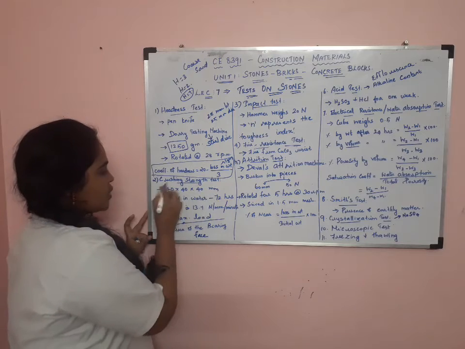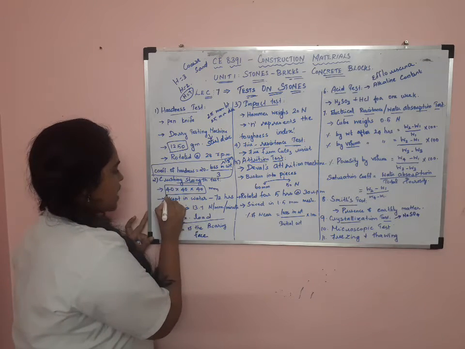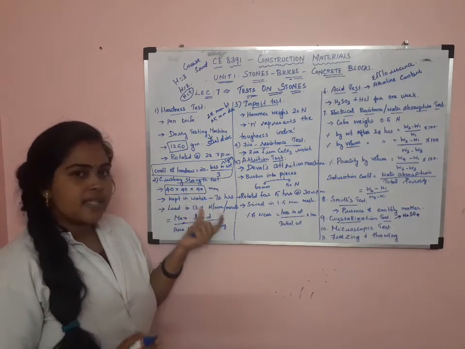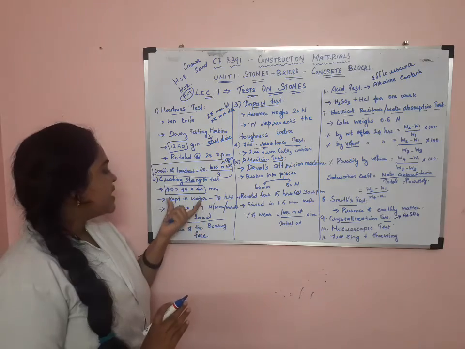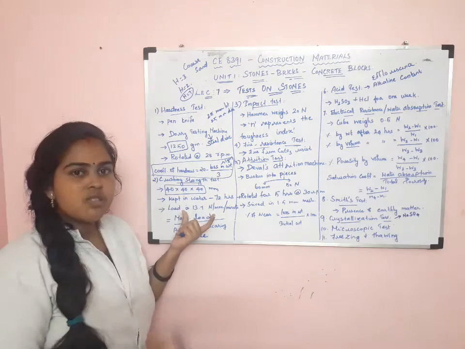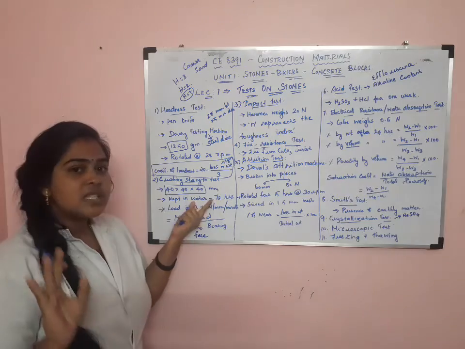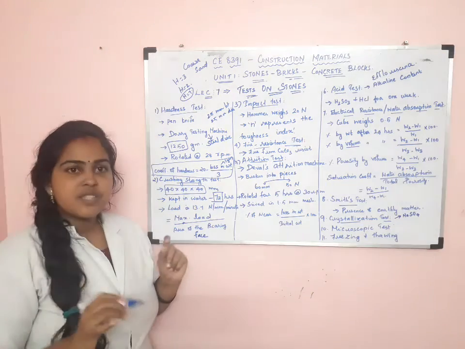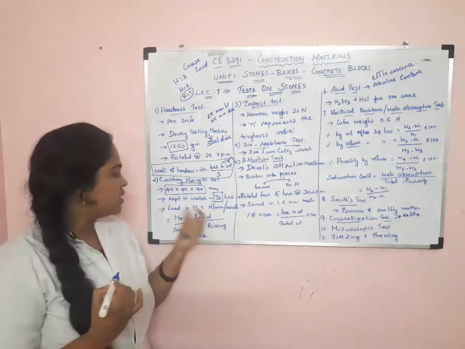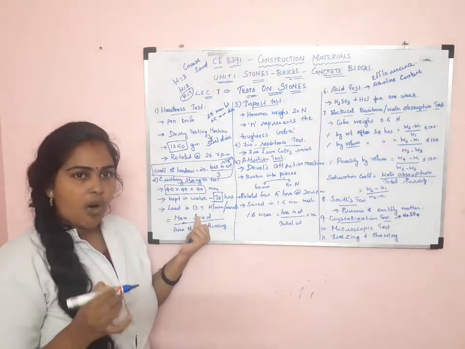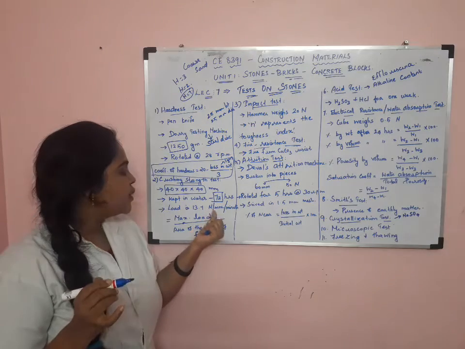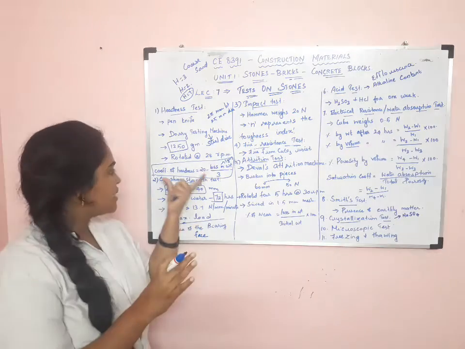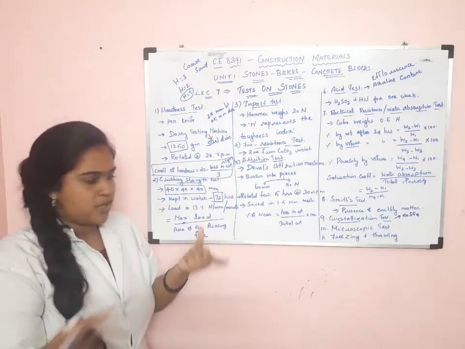From the stone, this 40 x 40 x 40 mm cube is taken and it is kept in water, or immersed, or soaked in water for 72 hours. After taking it out from the water, load is applied at a rate of 13.7 Newton per mm squared per minute by placing it in the crushing strength machine or compressive strength machine.